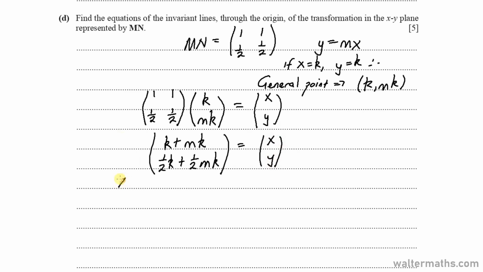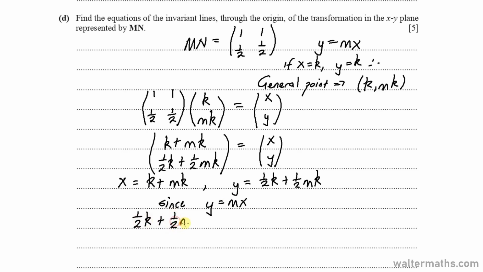So we're saying here x is equal to k plus mk and y is equal to half k plus half mk. Now, since the equation of the lines is y is equal to mx, for y I'll have a half k plus half mk, and that's equal to m of x, which we got to be k plus mk. So I'll simplify, but I'm sure you can see that k appears on all the terms. So I'll divide it through so that it gets eliminated. So we now have a half plus half m is equal to m plus m squared.